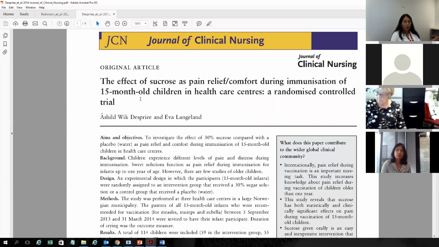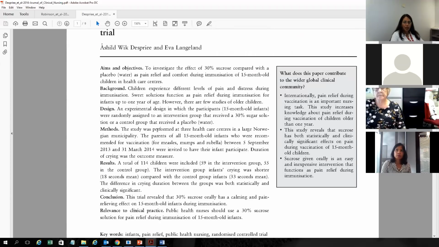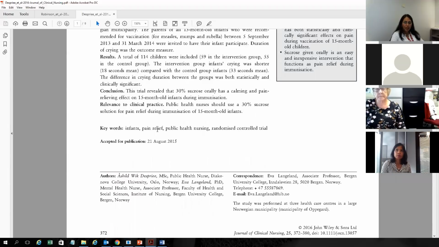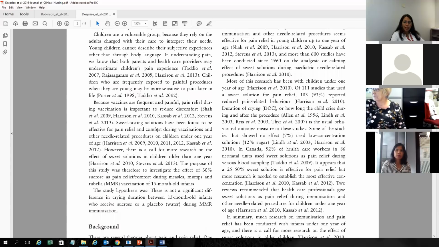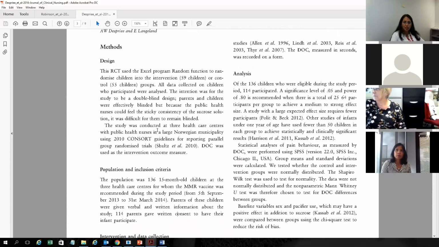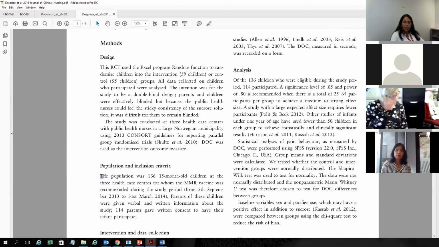And they were 15-month-old children. One group was given sucrose as pain relief. The other group was given just water as pain relief. And this was done when they were being immunized to see which one is effective. So let's go down here and think about the two types of sampling techniques we talked about, convenience and purposive. So I'm just taking you to this section. The population was 136 15-month-old children who had to take MMR vaccine.